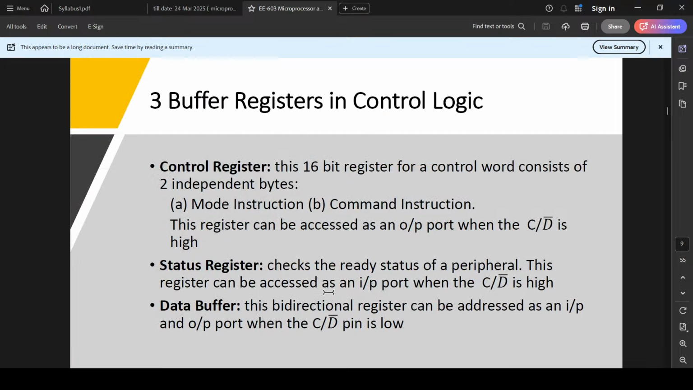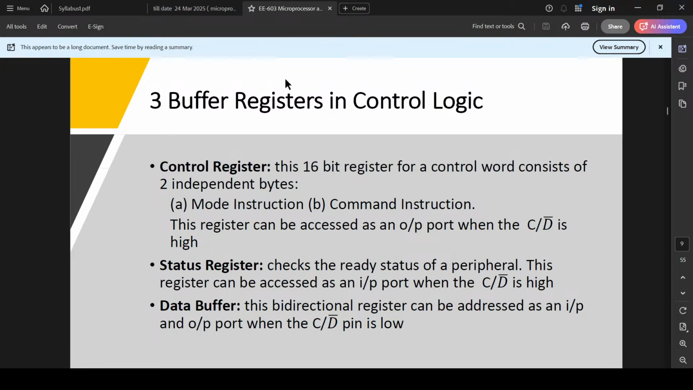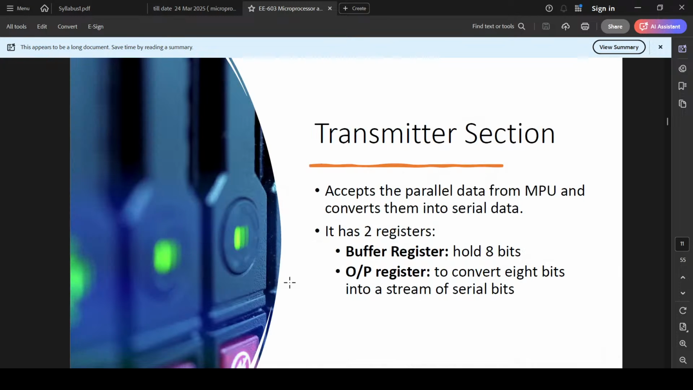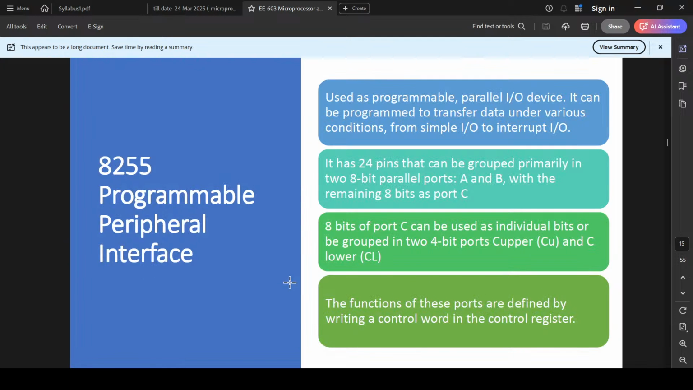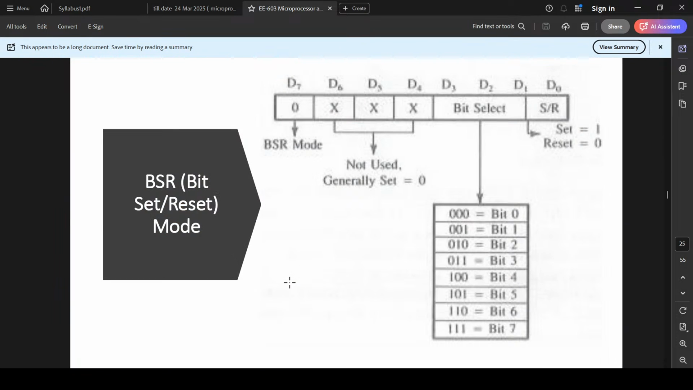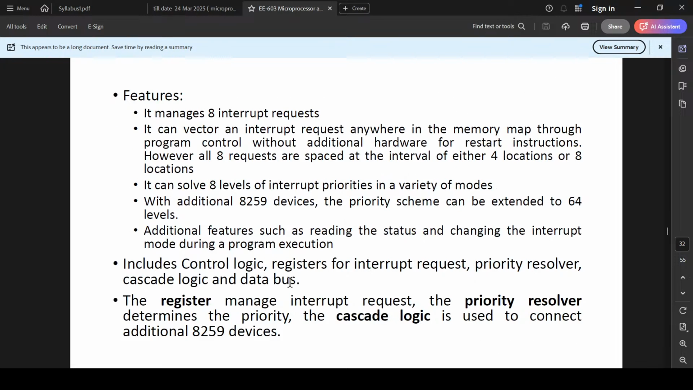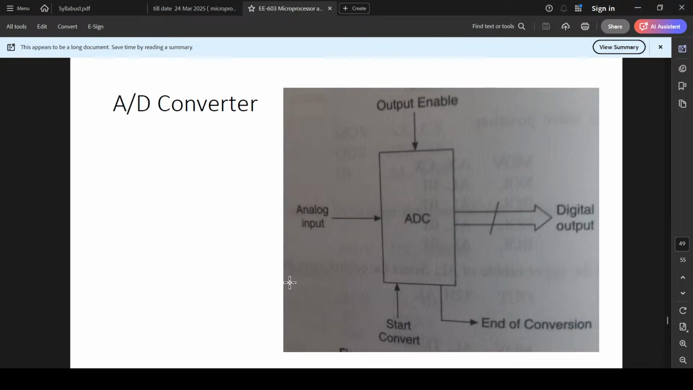No, I don't think we can cope with this. Buffer registers, expanded block diagram of control register. That was not enough. You have to expand it. Three buffer registers in control logic: control register, status register, data buffer. If I had half an hour or 1 hour more, I could do this. Then we have 8255, 8257, 8279, 8259.